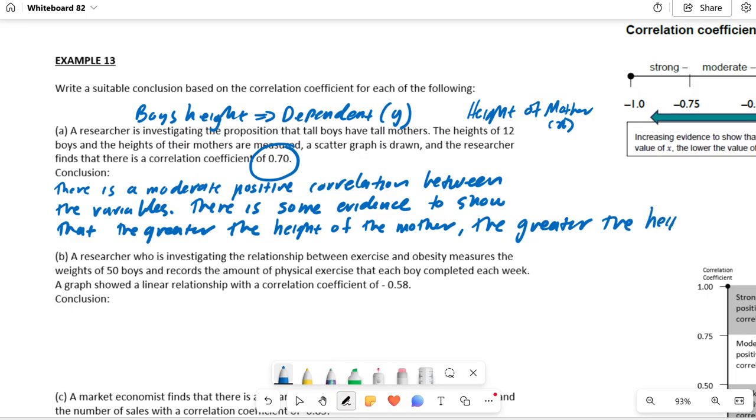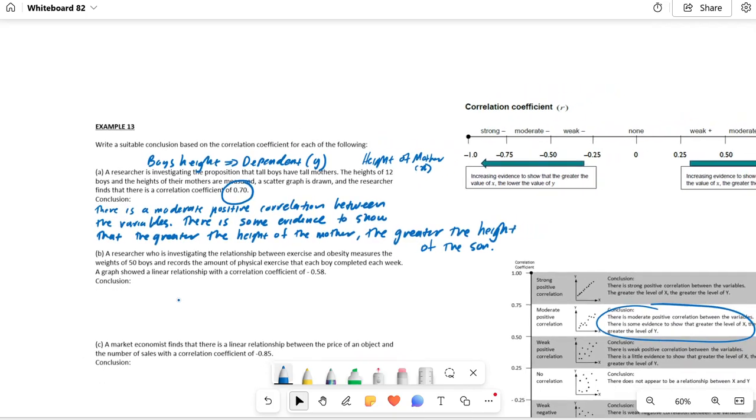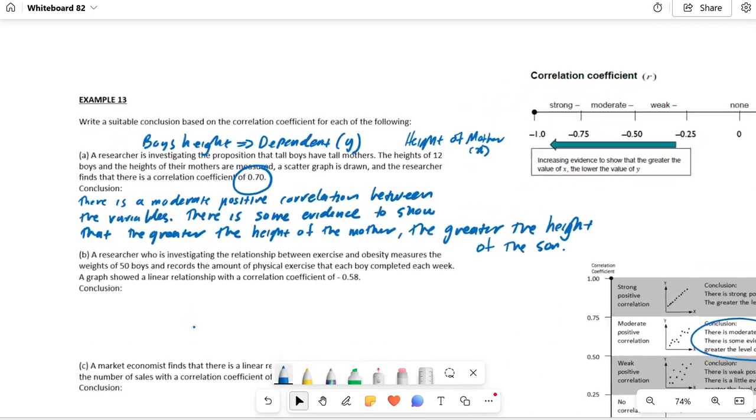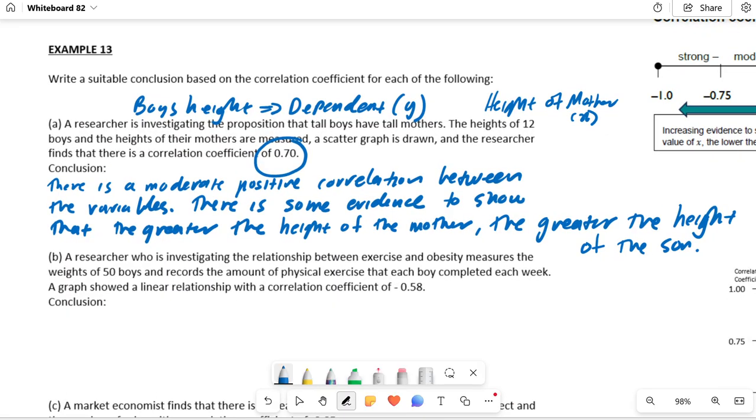Oh, getting a bit long here, but I'll squeeze it in. The greater the height of the son. Okay, so it might not be exactly the same as that one over there, but it is fine to write something like that.